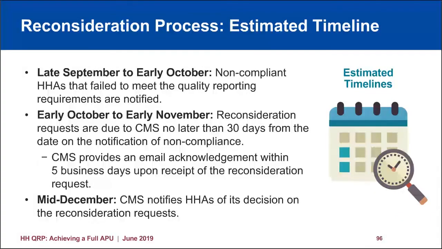Let's take a look at the reconsideration process timeline. Between late September to early October, agencies that fail to meet the quality reporting requirements will be notified. From early October to early November, reconsideration requests are due to CMS no later than 30 days from the date on the notification of noncompliance. CMS provides an email acknowledgement within 5 business days when they receive the reconsideration request. In mid-December, CMS notifies the agencies of its decision on the reconsideration request.